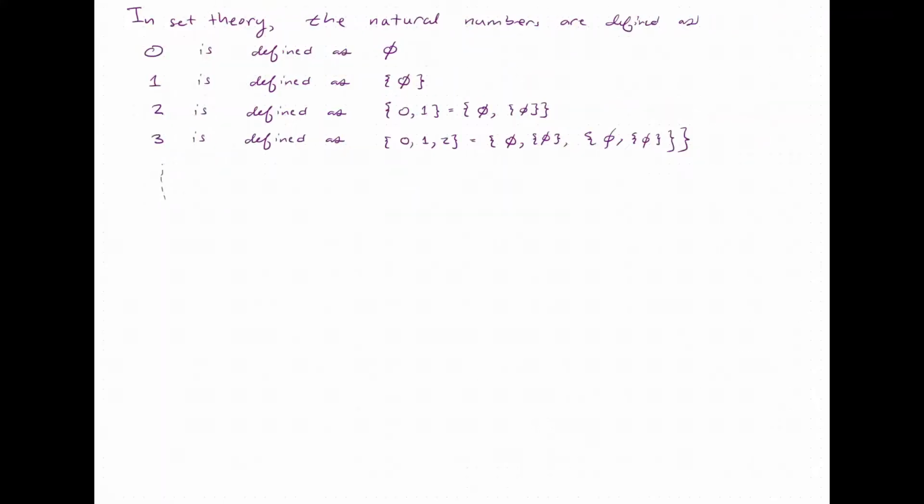And we continue, 3. Now we're looking at the set {0, 1, 2}. That will be defined once we plug in the previous definitions: the empty set, the set containing the empty set, and then the set that we defined for 2, which is the set containing the empty set and the set containing the set containing the empty set. And so now we have this set here.